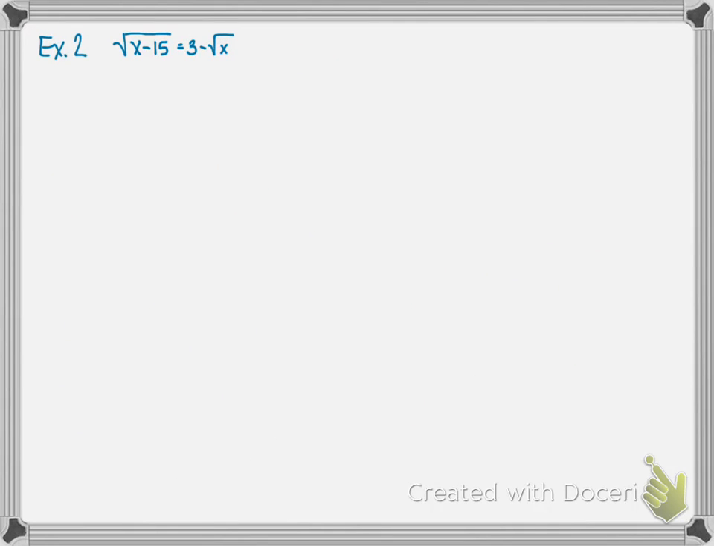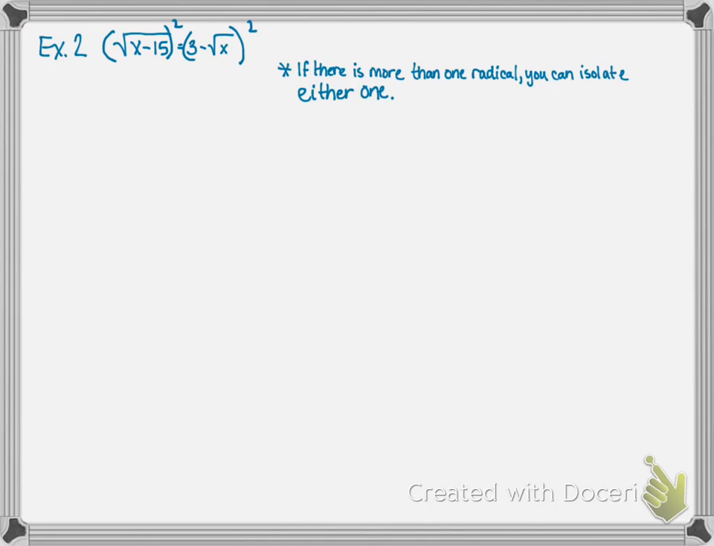Example 2. The square root of x minus 15 equals 3 minus the square root of x. Okay, so if there is more than one radical, you can isolate either one. We already have one isolated on the left-hand side, so we're going to skip ahead to the second step. Square both sides. So if I square the left-hand side, I just simply get x minus 15.